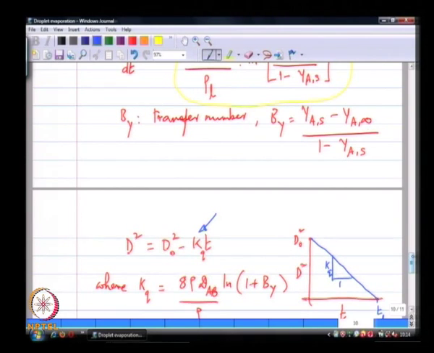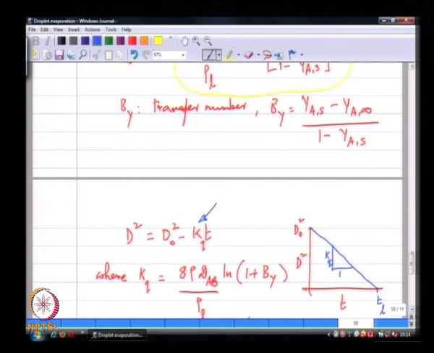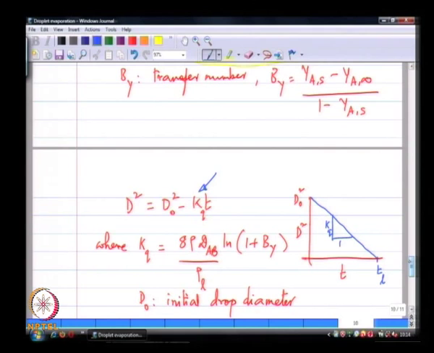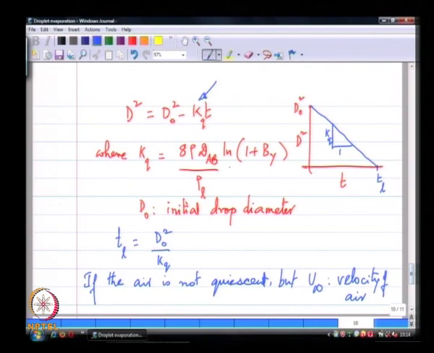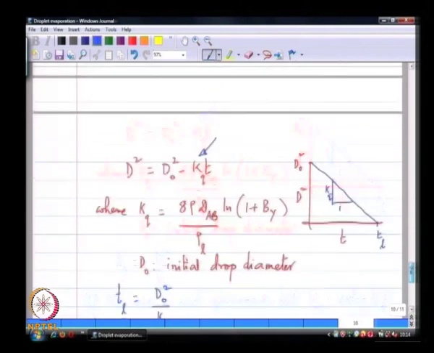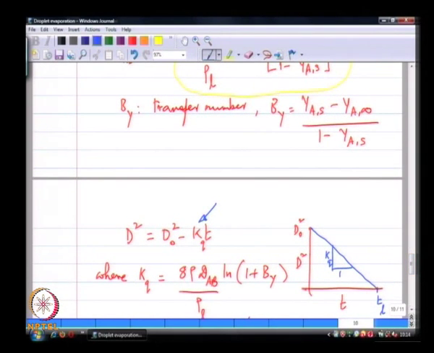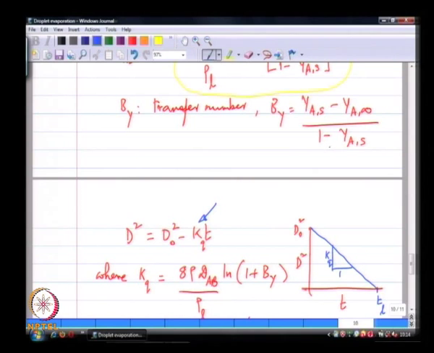And so essentially this ratio of these mass fraction combinations occurs in this natural logarithm, and that determines the rate of decay. There is one point I want to make here: the difference between the saturation mass fraction and the mass fraction of water vapor at the infinite condition occurs inside a natural logarithm. So even if B_Y is very large, since it occurs inside a natural logarithm, its effect is attenuated quite a bit.